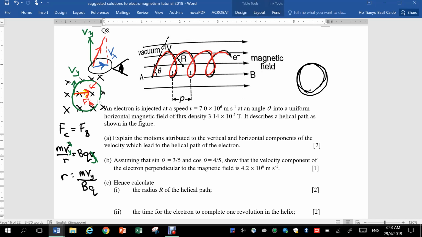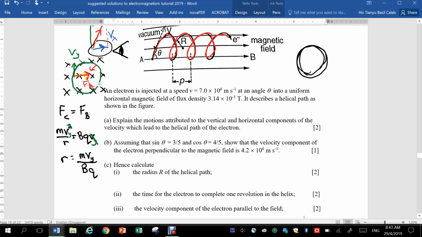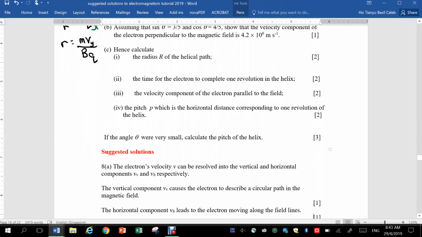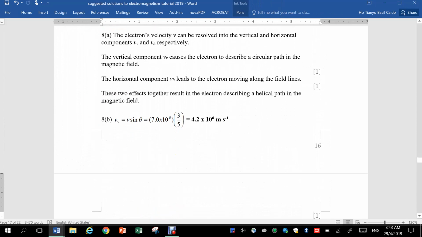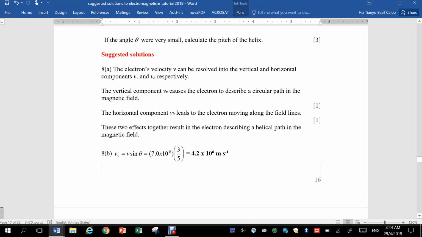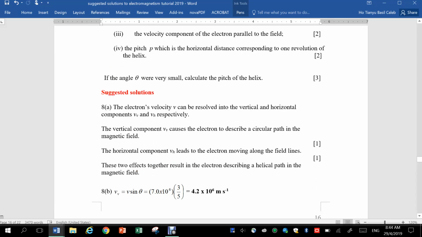If we look down at the official solutions, this is what is required of us. It can be resolved into vertical and horizontal components. The vertical component causes a circular path. The horizontal component causes it to move along the field lines further and further away. So these two effects together create the helical path.